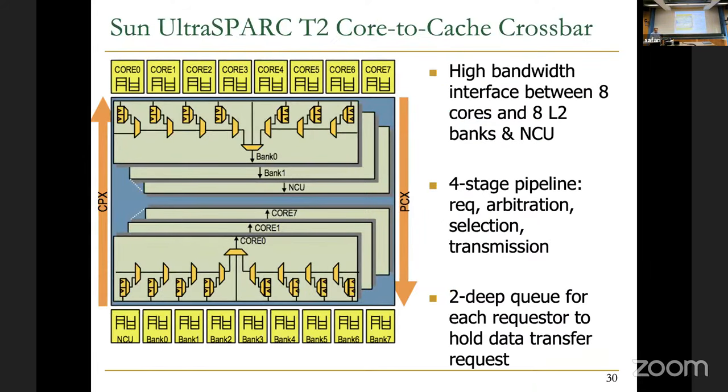So in Sun, people have used this crossbar network to connect cores to different banks. They have this high bandwidth interface between 8 cores and 8 L2 banks and this NCU. And a stage pipeline for request handling, arbitration, selection, and transmission. And they also have this 2 deep queue for each requester to hold data transfer requests.